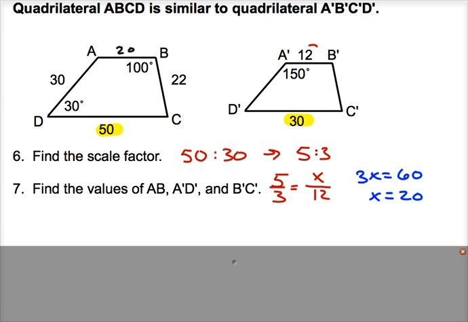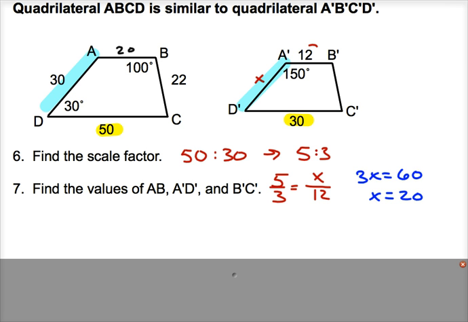Let's find the value now of the other pieces. So I'm looking for A prime D prime. Okay, so I don't know that value, so I'll call it X. And if I look at what it corresponds to, the side over here is going to be 30. So I set up another proportion. And I'm always going to relate it to my scale factor. So my scale factor is 5 to 3.